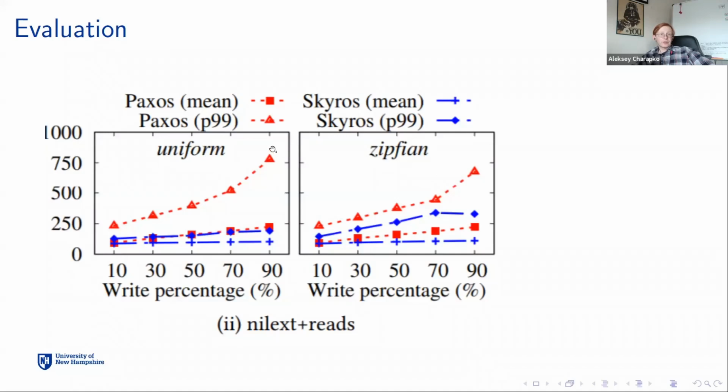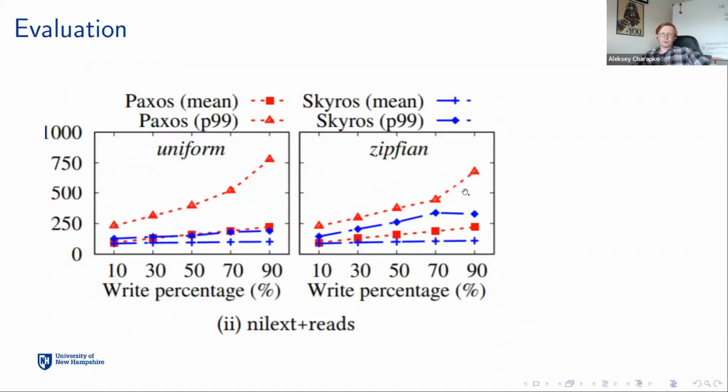This set of experiments shows the latency for Skirus and multi-Paxos. In this experiment, they do have Nil-External writes and then some percentage of read operations. When the workload is like 90% writes, multi-Paxos has a lot higher P99 latency. It does have a higher average latency as well than Skirus, but the P99 is where the biggest difference is. When the write percentage is small, when it's mostly reads, we can see that Paxos's latency is almost the same as Skirus's latency, but of course not the P99. The P99 is still high.